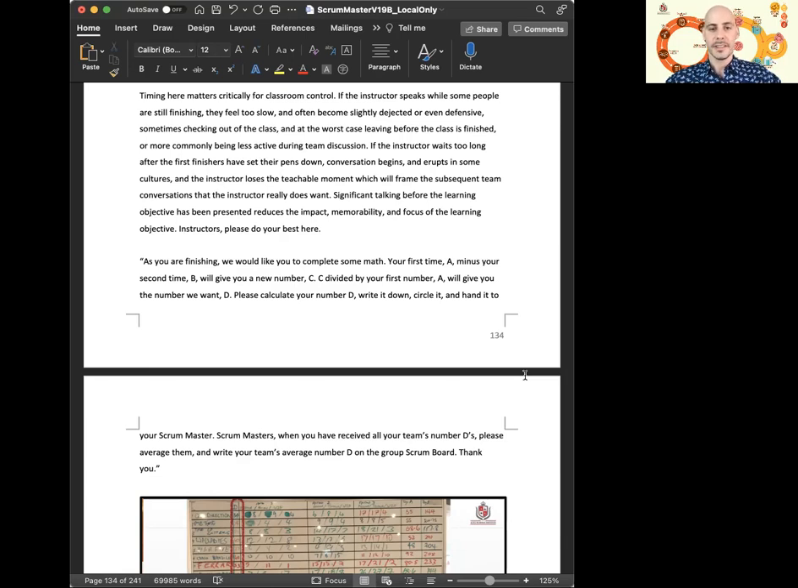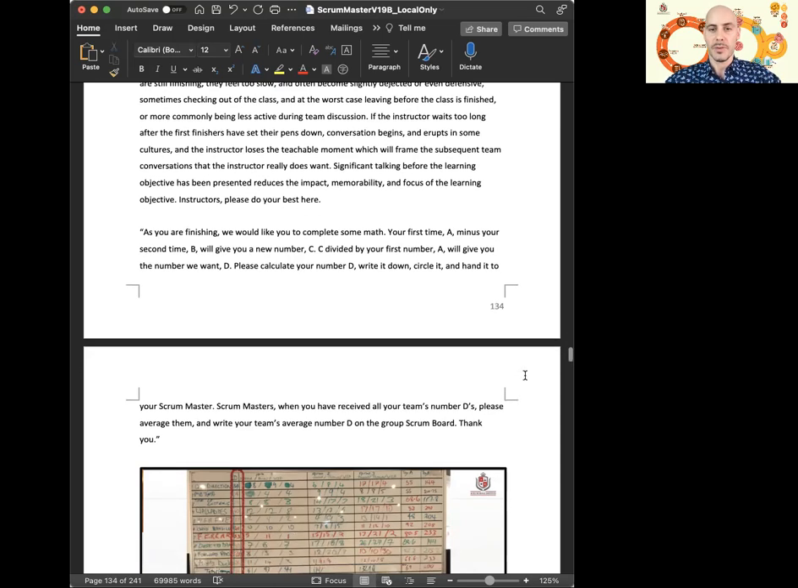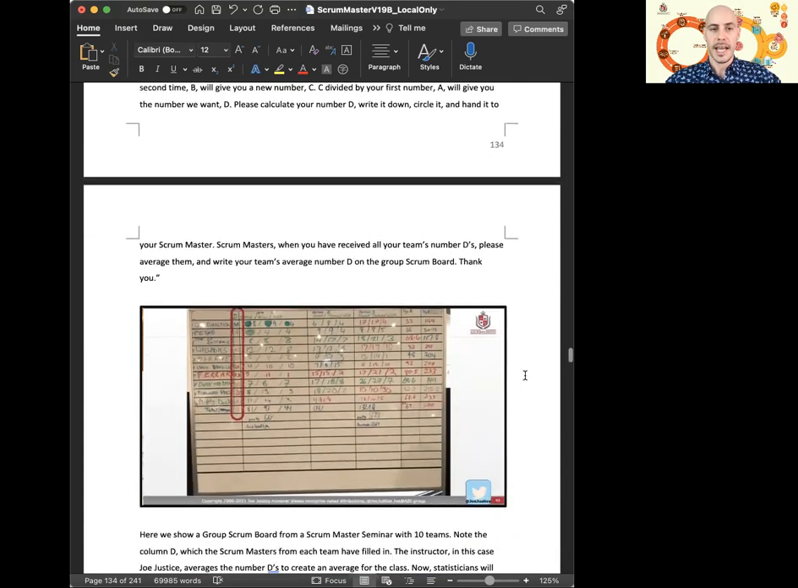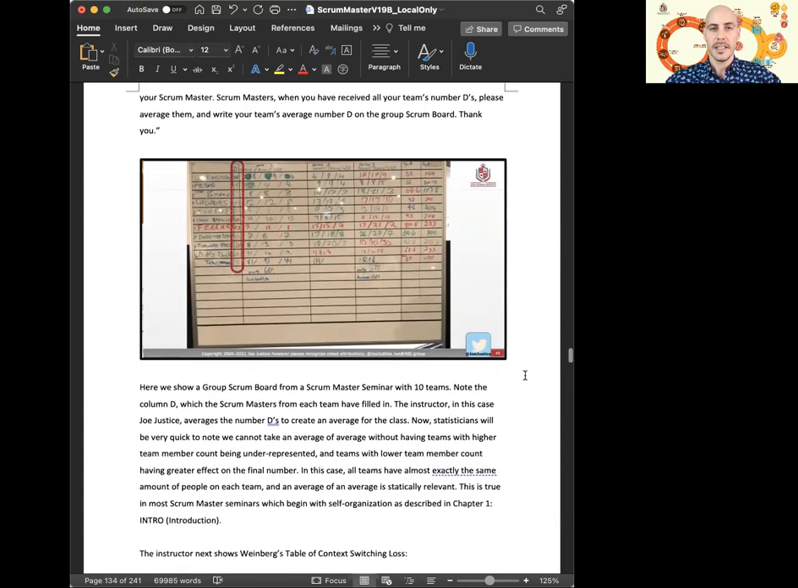As you are finishing, we would like you to complete some math. Your first time, A, minus your second time, B, will give you a new number, C. C divided by your first number, A, will give you the number we want, D. Please calculate your number D. Write it down, circle it, and hand it to your Scrum Master.